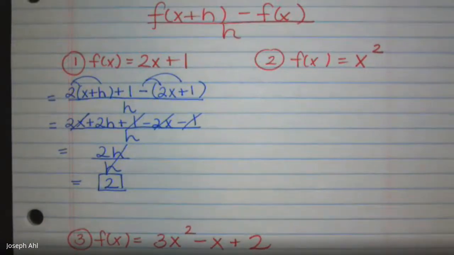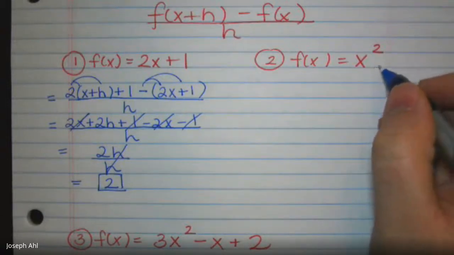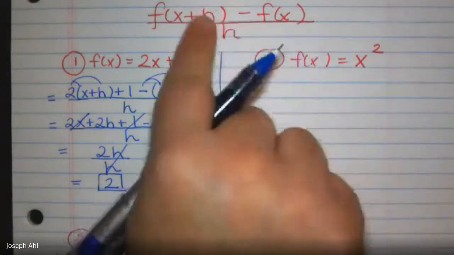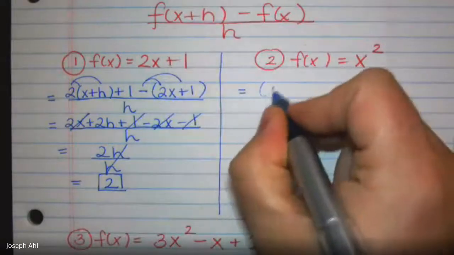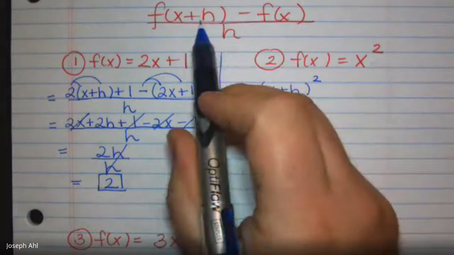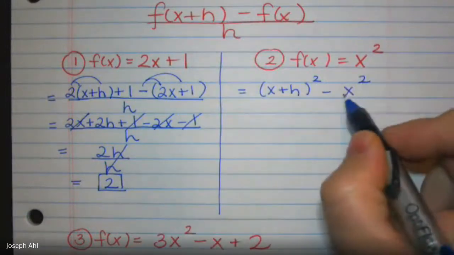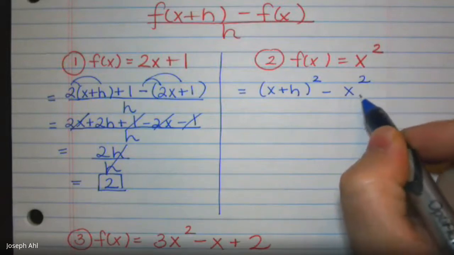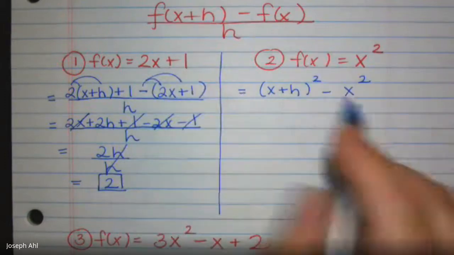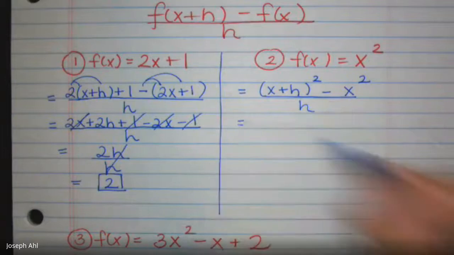Let me show you what this looks like for maybe a quadratic function x squared, because it's going to start to look a little bit different here. So for the second example, when we apply the difference quotient, we're going to get the quantity x plus h squared. That would be f of x plus h, minus f of x, which is just x squared. I don't think you really need parentheses around it, right? It's just a monomial. If you had a binomial like we had over here, you definitely want to distribute that negative across. And then you're going to put that all over h. So that's your first step.